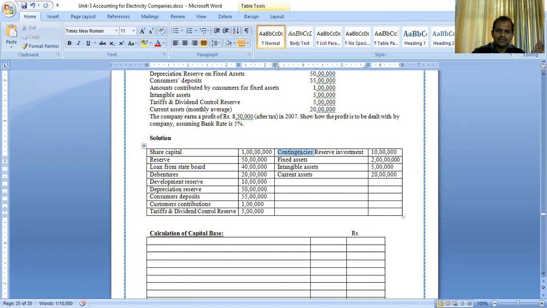So contingencies are for a special purpose. Whatever reserve is made for a special purpose, those investments we have to consider. Even if some problems give reserve fund investment, in that sense the reserve is general reserve. We should not consider that general reserve investment for the capital base calculation. This one is contingency reserve investment, so we can take all these things.